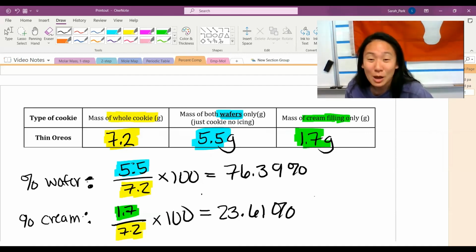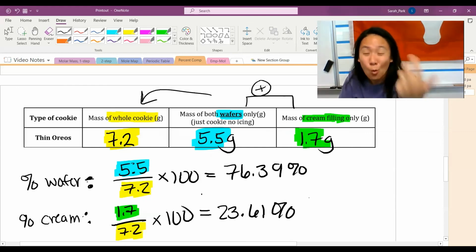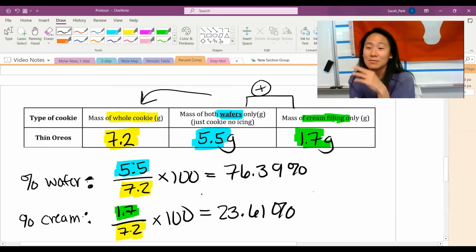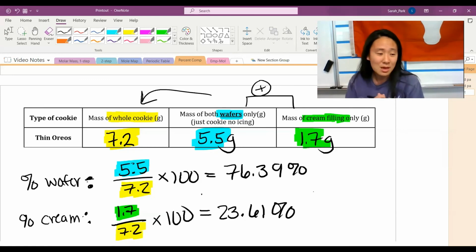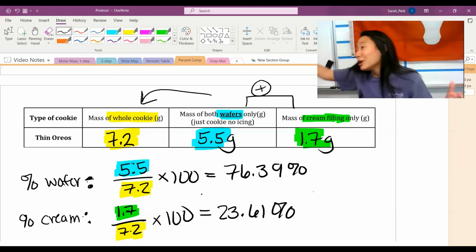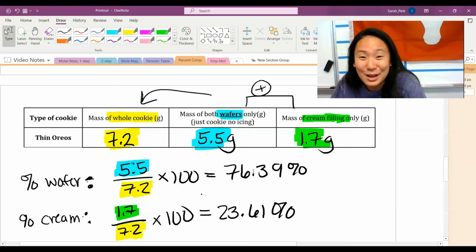Okay, but that's how you would do percent composition with Oreos. Like I said before, if these two numbers didn't add up to the total here, your percentages are not going to quite add up to 100. And that's okay in a real life lab or activity because of things that could get lost. You didn't do it perfectly, like scrape things off, or you accidentally flung it across the room, and things happen. But that's how you would do percent composition.